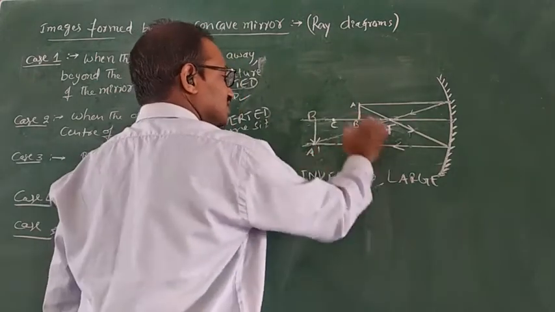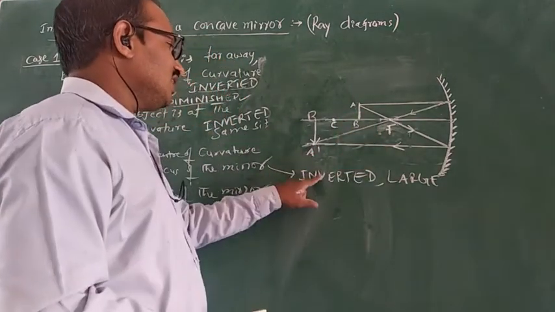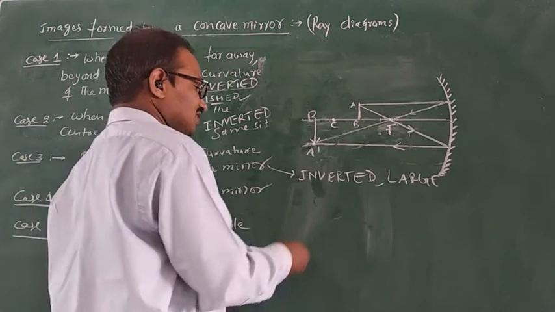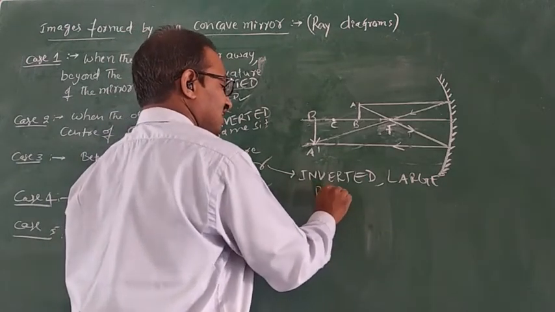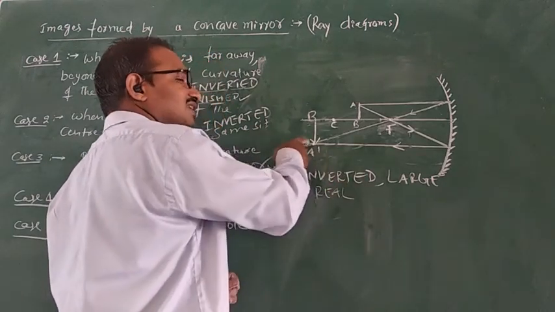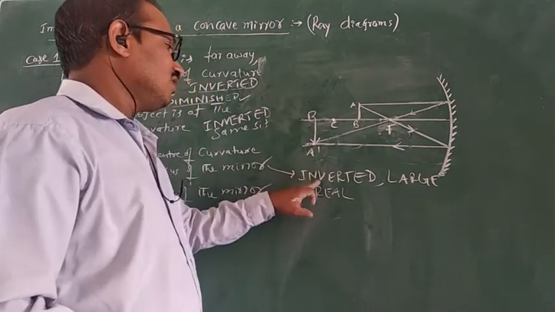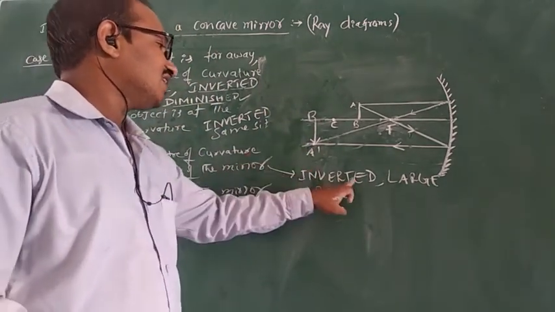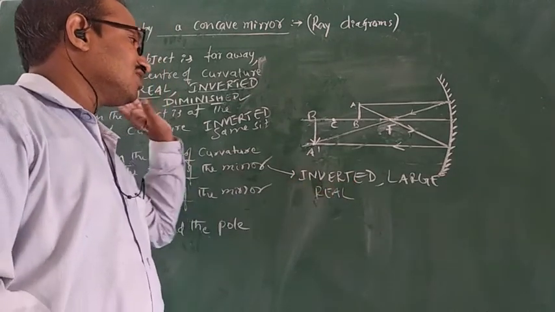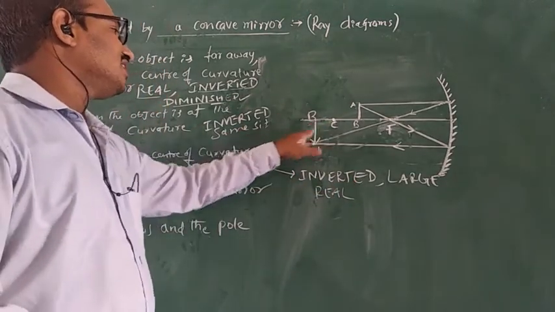It is a large image. The size of the image is large, inverted, and real image. Why it is called a real image? The image which we can get on the screen is called a real image. So we are getting a real image, an inverted image, and a large image, and beyond the C we are getting it.